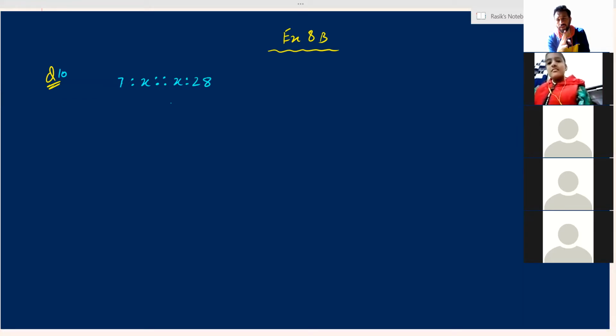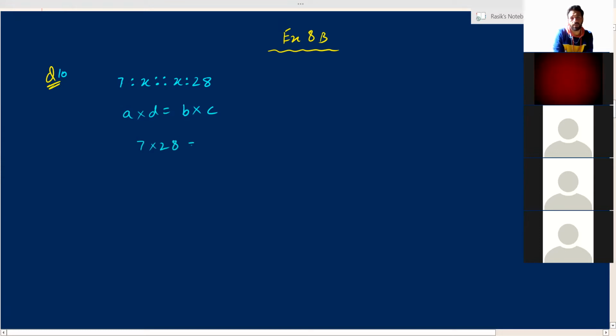So it will not be 2x, it will be x into x, x square. So product of extremes a into d is equal to product of means b into c. 7 into 28 is equal to x into x. 7 into 28 is 196, x into x is x square.